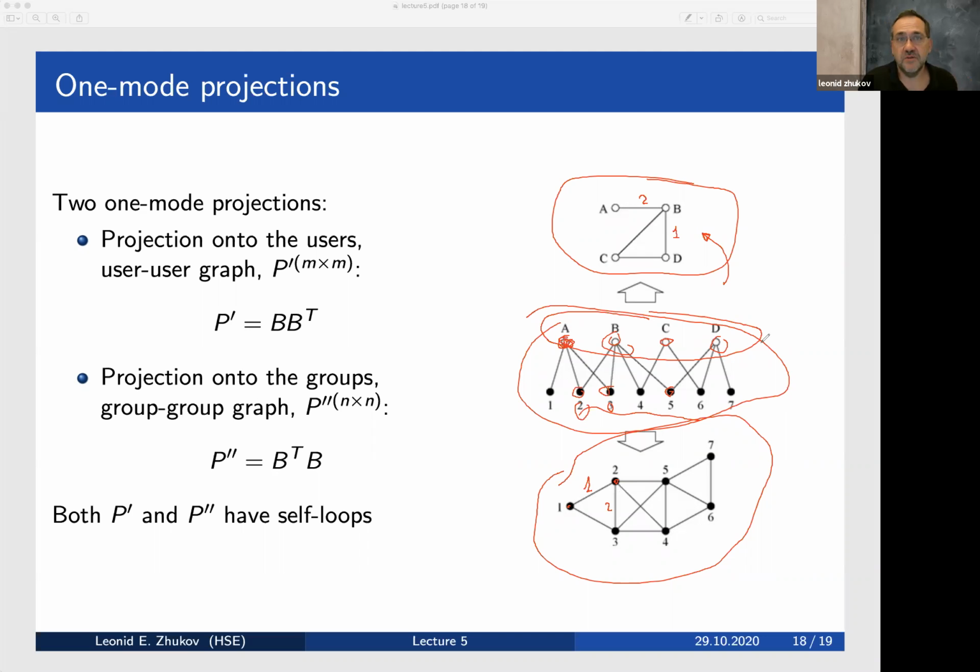There are two of those. Technically speaking, the way to do it is very easy. You just take this table, the matrix, and multiply it by its own transpose. You can do either B times B transpose or B transpose times B, depending on how you put it, and you get one projection or the other.